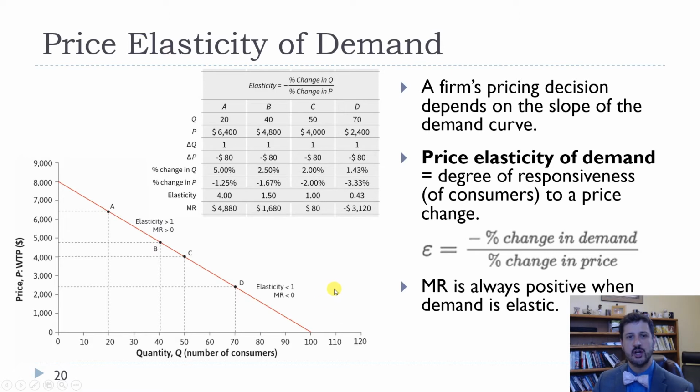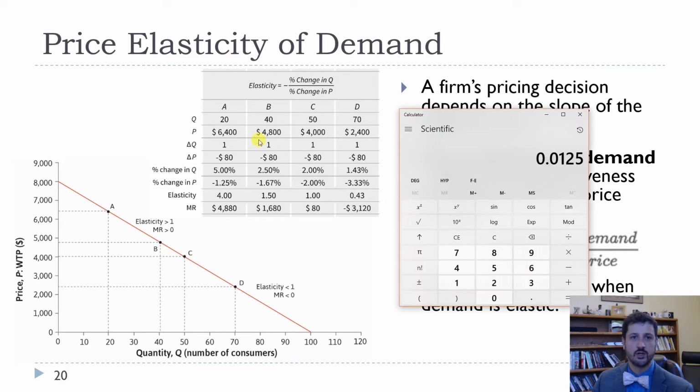Now remember, the percent change is the change in quantity divided by the original quantity. That gives us the percent change in quantity. And then the percent change in price is the change in price divided by the original price. So for instance, at point A, when we go from 20 to 21, the change is just 1. The original amount is 20, so 1 divided by 20 is 0.05 or 5%. That's what we get here. And then the percent change in price is the change in price, which is 80, divided by the original price, which was 6,400. And so that's 1.25% or 0.0125. And so in order to get the elasticity, we divide the percent change in quantity, 5, by the percent change in price, 1.25, and we get 4. So in this case, at point A, the demand curve has a price elasticity of 4.